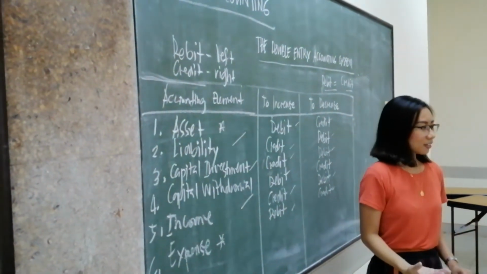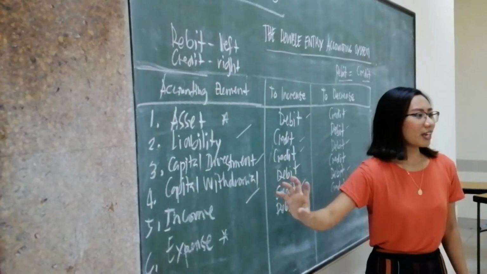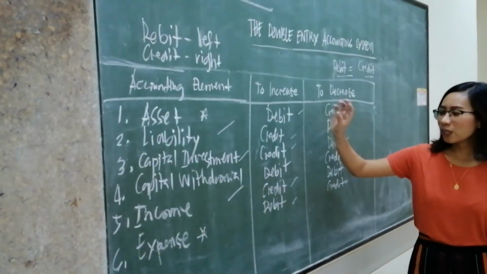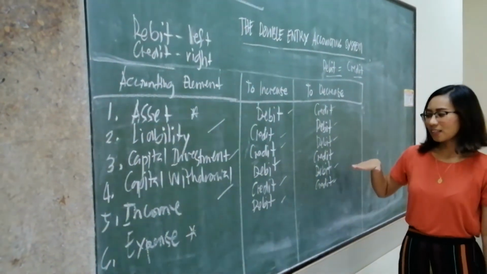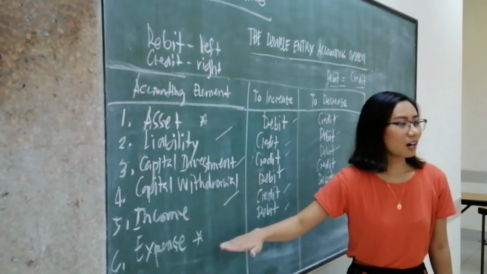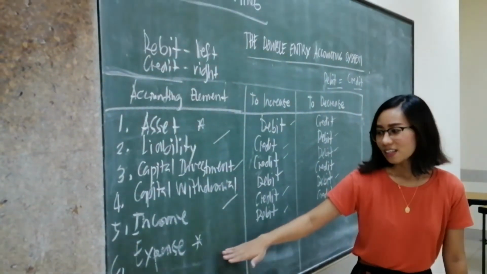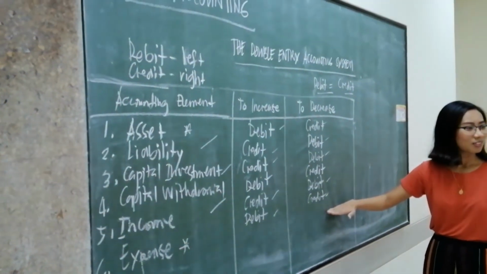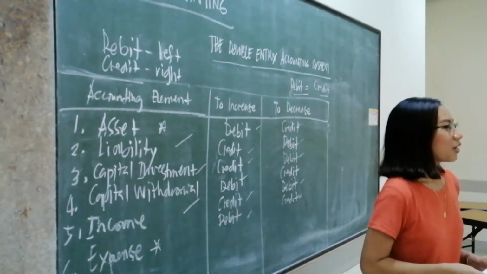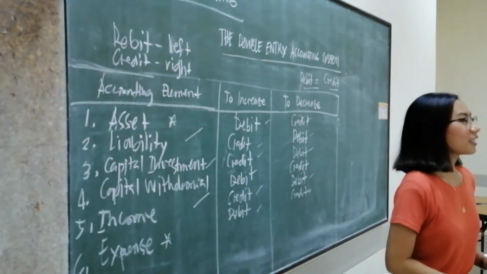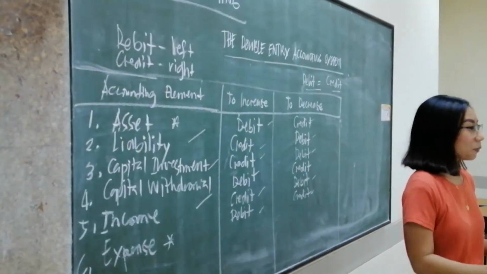So in the income statement, income is recorded when earned. So to increase, you credit it, and to decrease, debit. Expenses are recorded when incurred. So to increase, you debit, and to decrease, you credit. Very good. Now you know the debit and the credit side of the double entry accounting system.